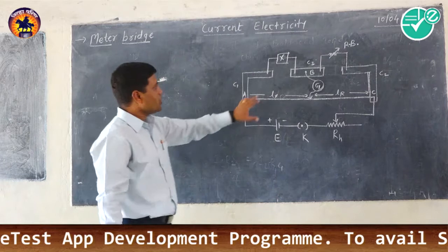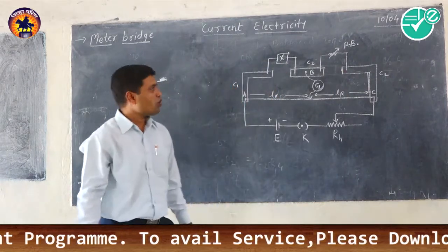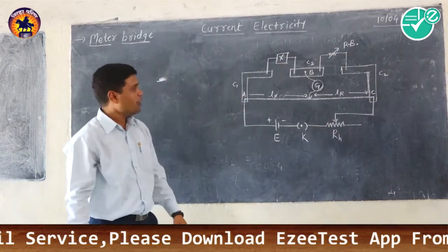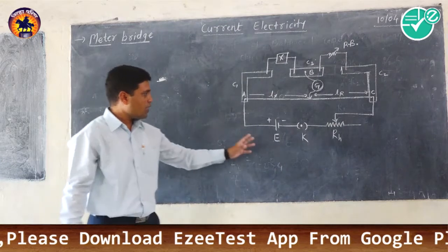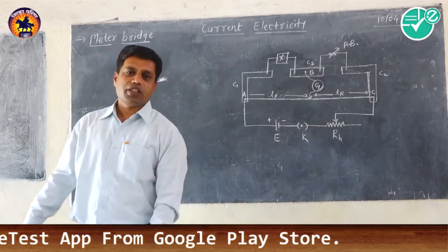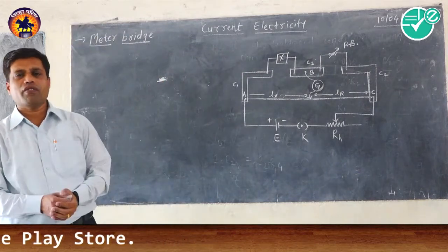So the unknown resistance is connected in the left gap, and the variable known resistance, that is the resistance box, is connected in the right gap. A uniform metallic wire AC is connected between the two copper strips. The cell is connected, the key is connected, and the rheostat is also connected. And this is the complete circuit diagram for the meter bridge. Now we will take the working.